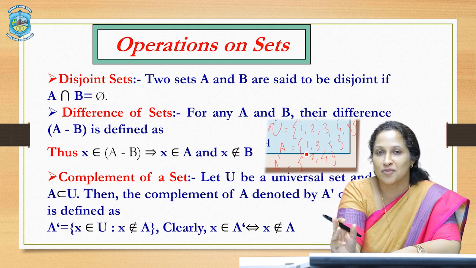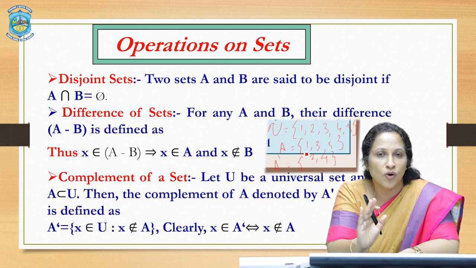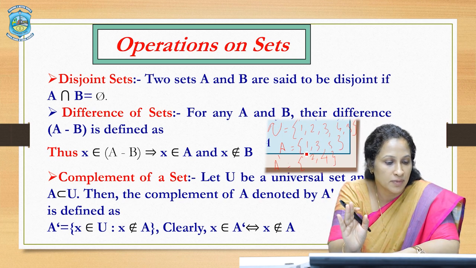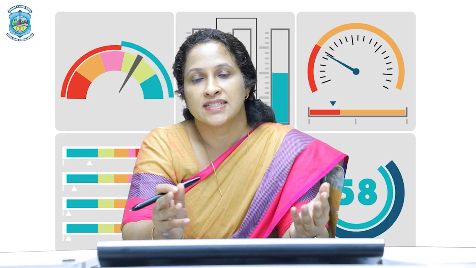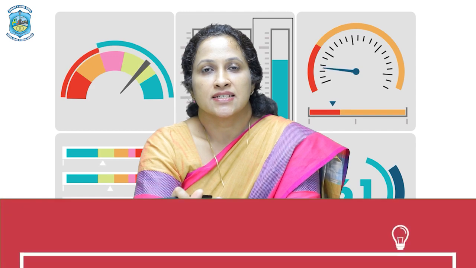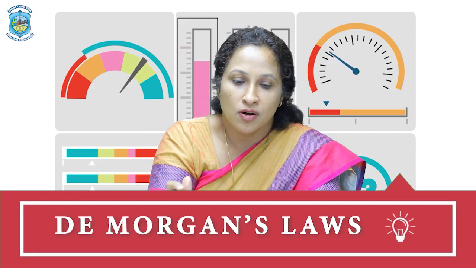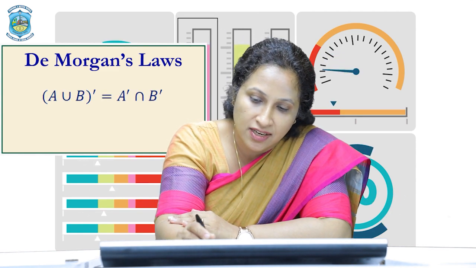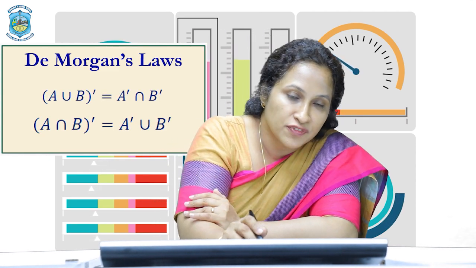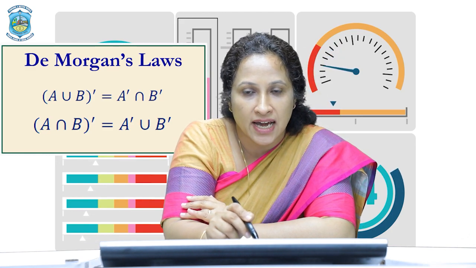I hope you have a very clear understanding of all these concepts, beginning with complement of set, disjoint sets and difference of sets. Now let us understand a very important law, which is called De Morgan's law. What is De Morgan's law? A union B whole dash is equal to A dash intersection B dash. Also, the second law is A intersection B whole dash is A dash union B dash. After understanding all these concepts on sets, it is time that we take up a question to check our understanding.